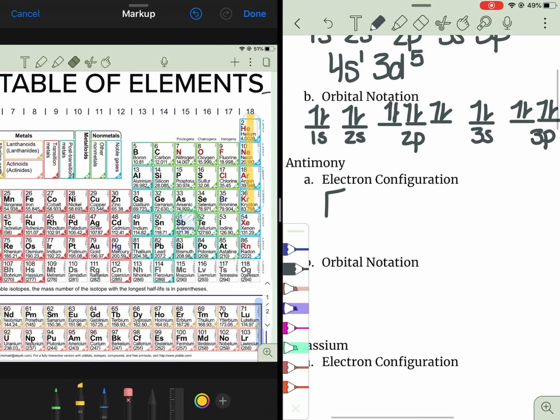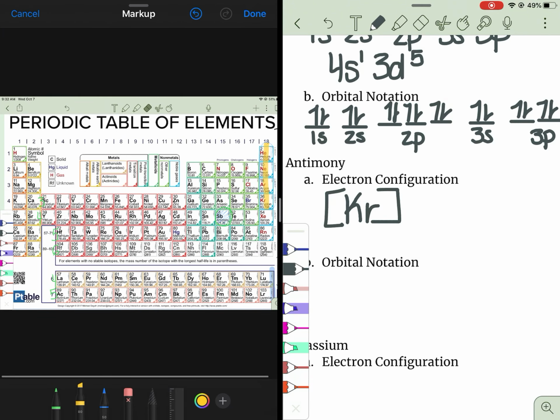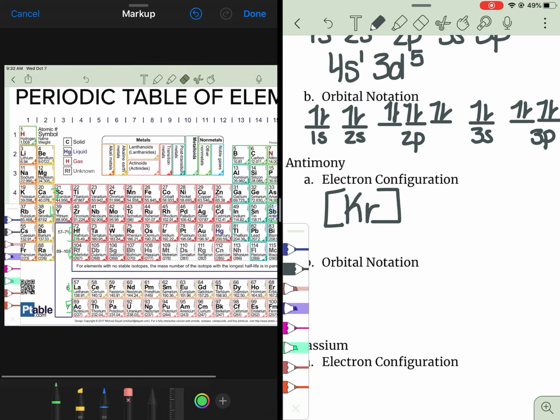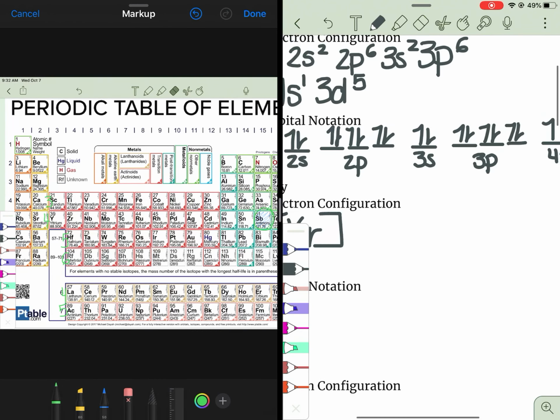So I can do my brackets for krypton, so Kr. And then I do need to include everything after that. So after Kr, on my periodic table, I would go into 5s2.